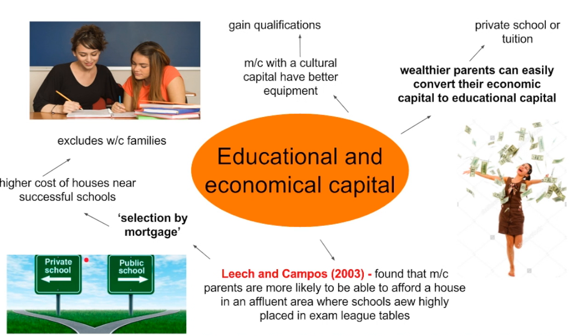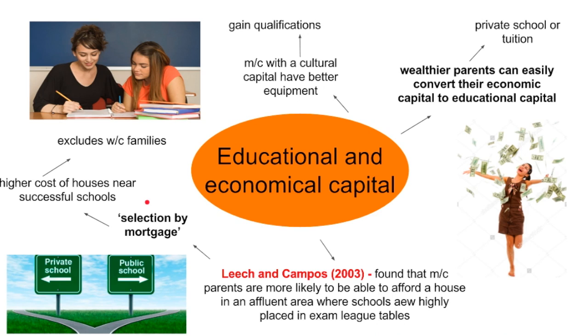The middle class with cultural capital have better equipment because they can easily transfer their economic capital into educational capital. They can gain more qualifications with it, such as through private school or tuition. Leach and Campos found that middle-class parents are more likely to be able to afford a house in an affluent area where schools are highly placed in exam league tables.